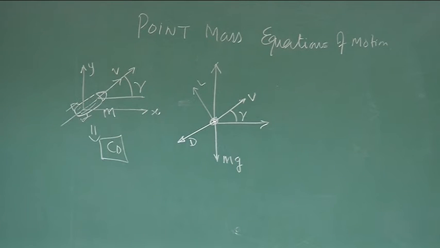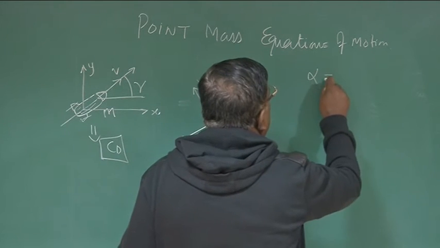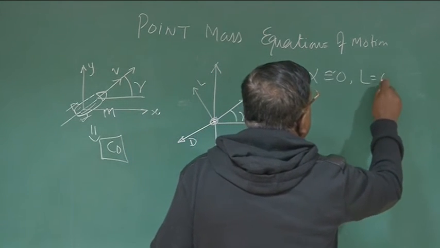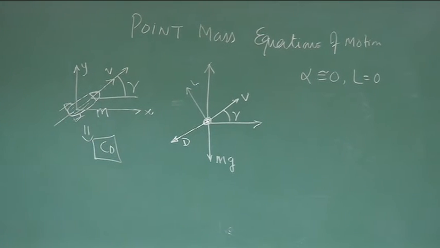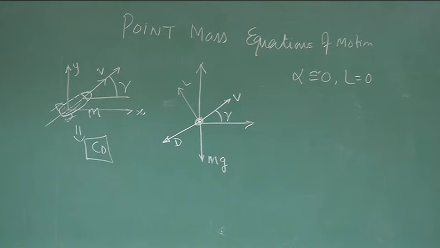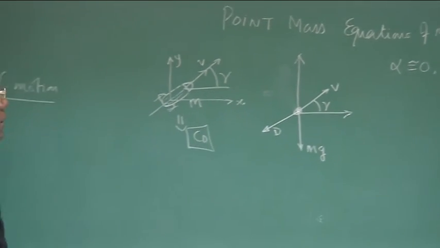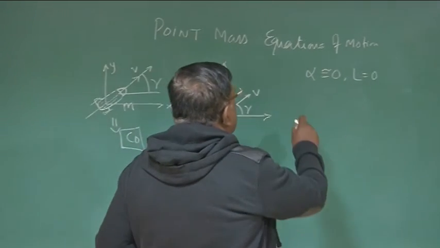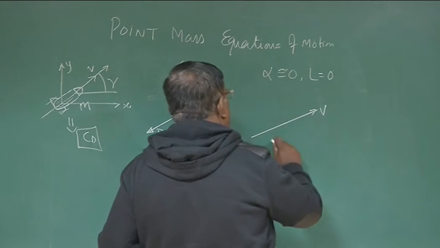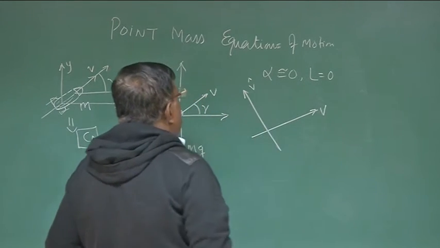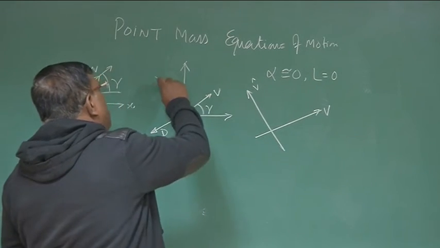Correct? Now we'll make a further assumption. We'll say the angle of attack, alpha, is almost 0, or we are neglecting the lift, which is true for this sort of shell. When they are fired, their angle of attack is very, very small, 0.1 degree, 0.2 degree, because that is the angle at which it is in equilibrium. Everything is symmetric, right? We have realized that. So we are neglecting this lift, so lift equals 0. Now we want to write the equation of motion. So I choose two axes, one along V and one perpendicular to V. Let me write the motion along V and perpendicular to V.